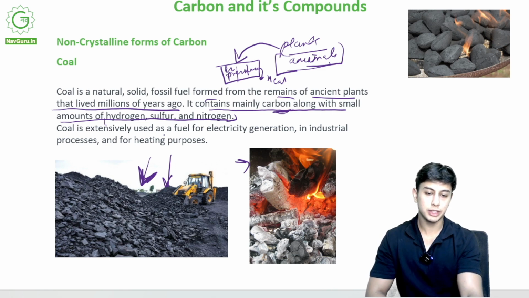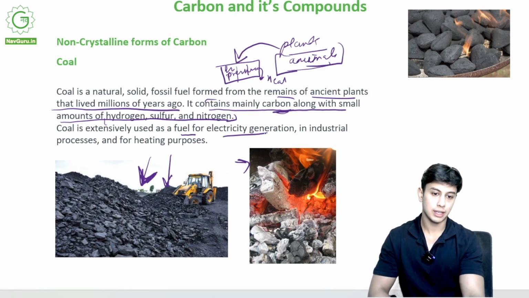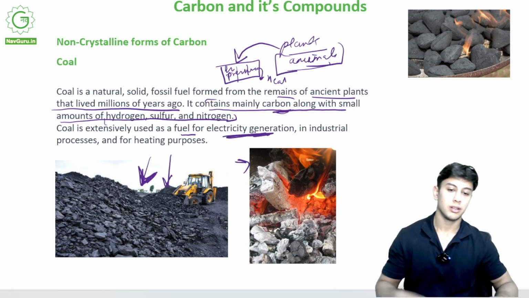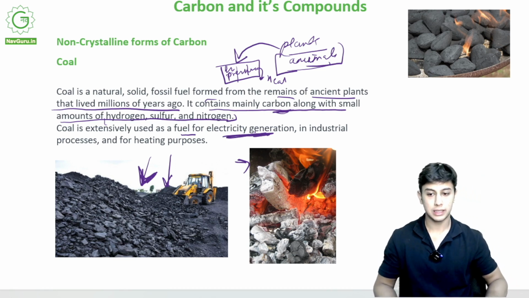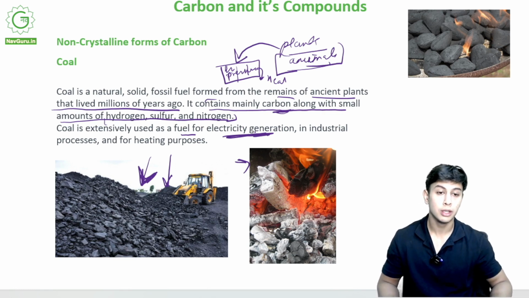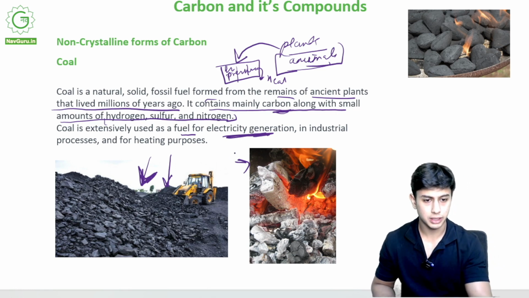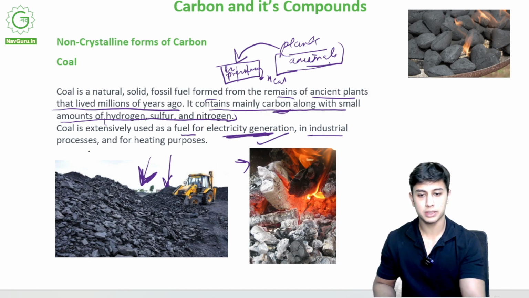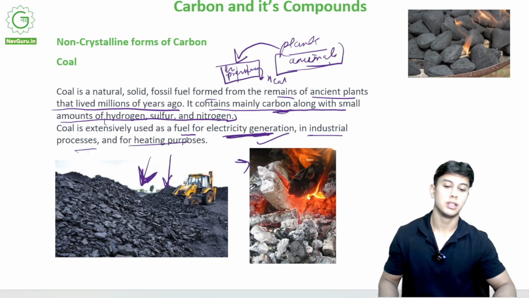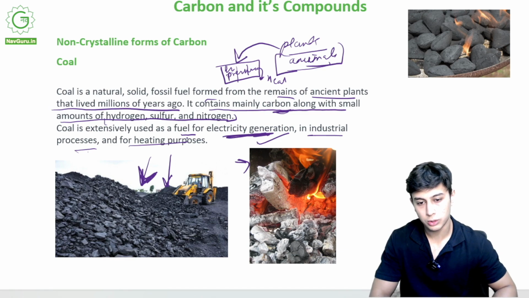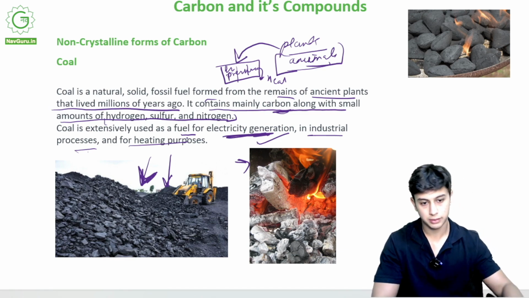Coal is extensively used as a fuel for electricity generation. Delhi or major states, they use coal for electricity generation because it gives out a lot of energy. We use that energy to run the generators, to move the motors, to move the dynamos, and in turn we get electricity, in industrial processes and for heating purposes. So we use coal in our households as well, but also in industries.